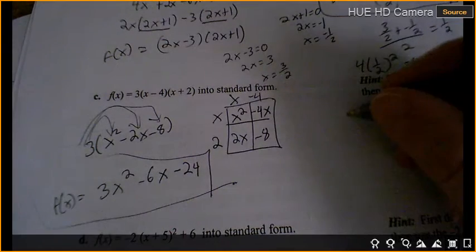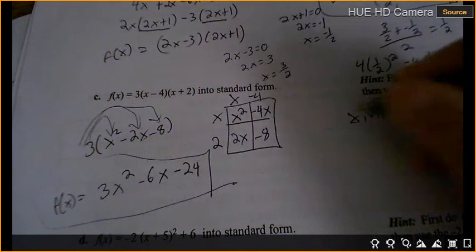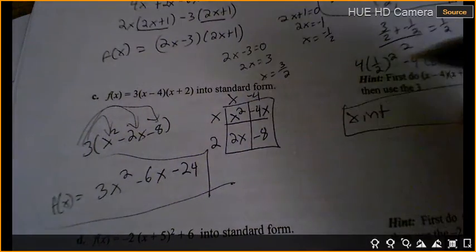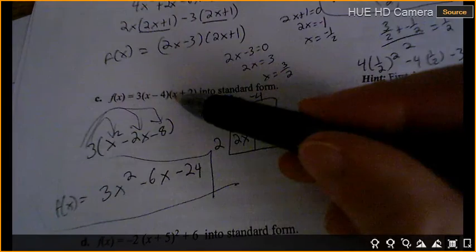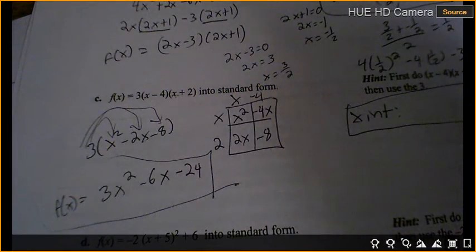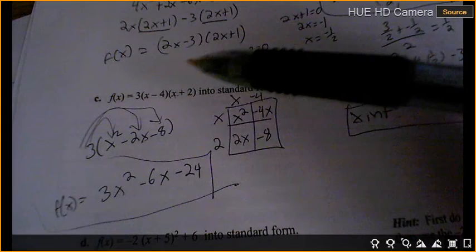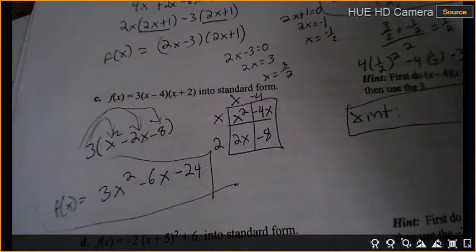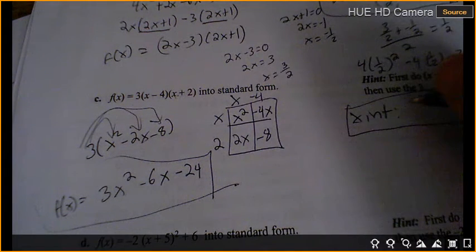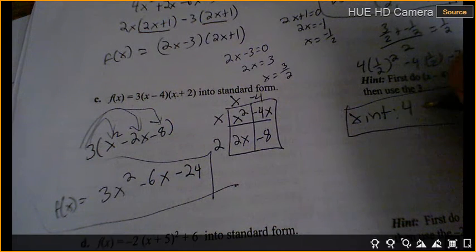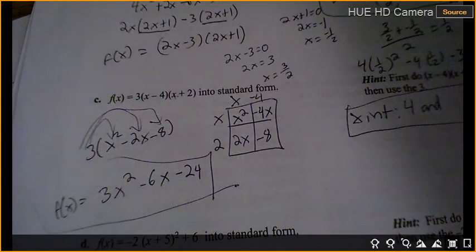Okay, my x-intercepts are what? I'm going to go back to find these. I'm going to go back to my factored form. What are my x-intercepts, guys? You're looking. It's not -4, but +4. And -2.